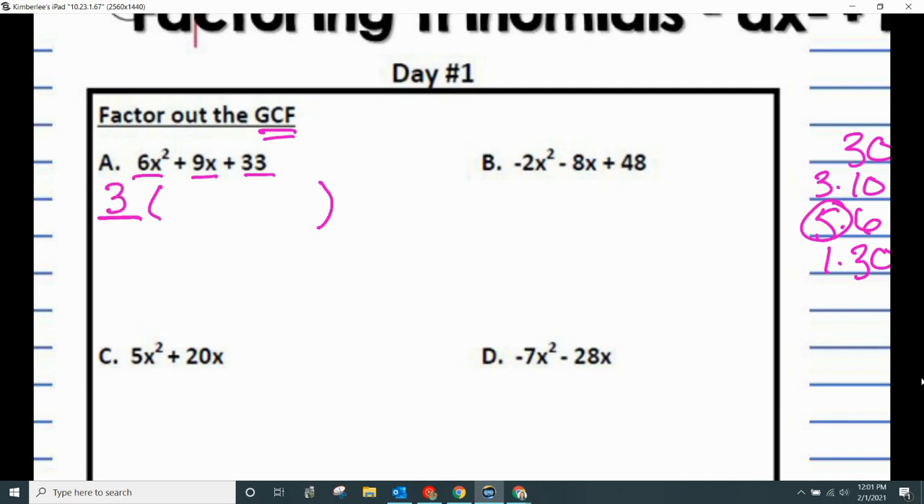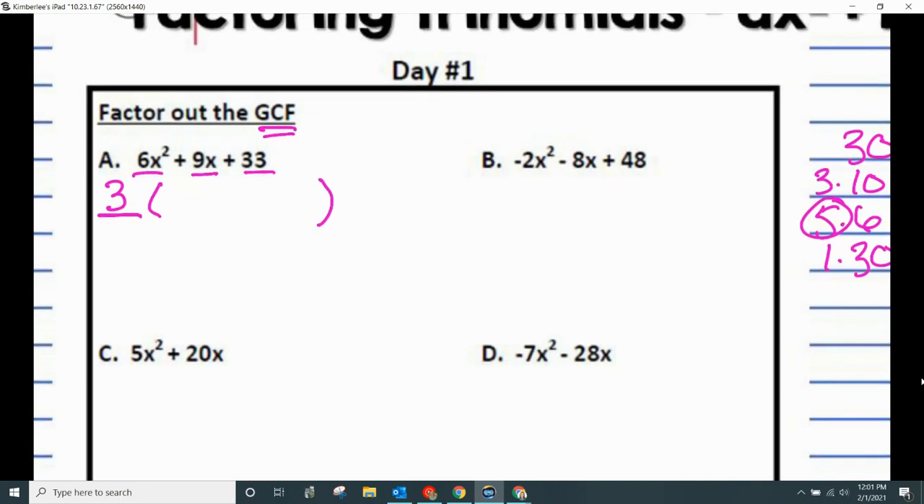Then you can come over on the side or somewhere and say, well, what's left inside my parentheses? So you have to think, if I was going to multiply 3 times the inside, what did I have to multiply the 3 by to get the 6 up here? I had to multiply by 2, and then there's also an x squared. So 3 times 2x squared would have given me the 6x squared.